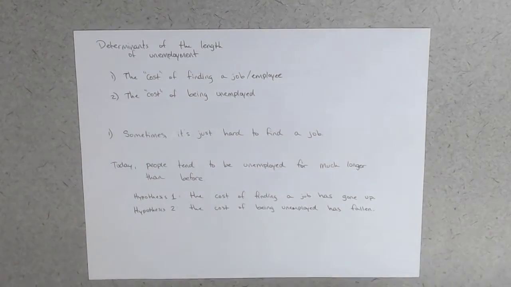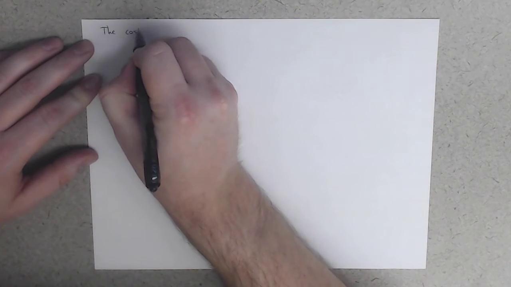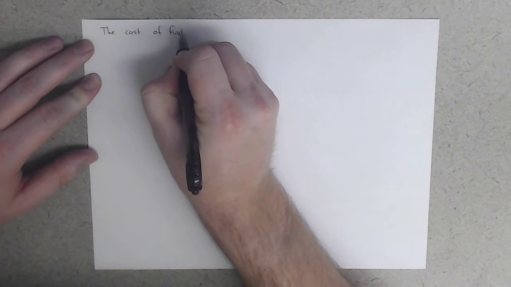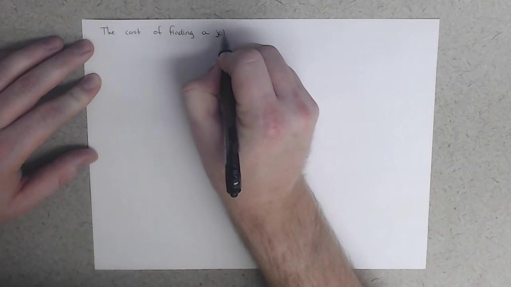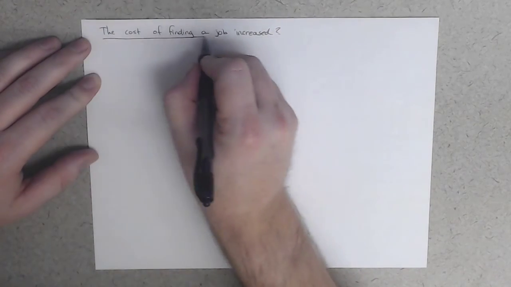Okay, and so let's think about what those things are. Okay, so in terms of the cost of finding a job, there's lots of things going on in that sphere. For one, it is true that manufacturing jobs are almost certainly on the decline, and so it could be, right, so let's do this. The cost of finding a job increased. All right, we'll ask that question.